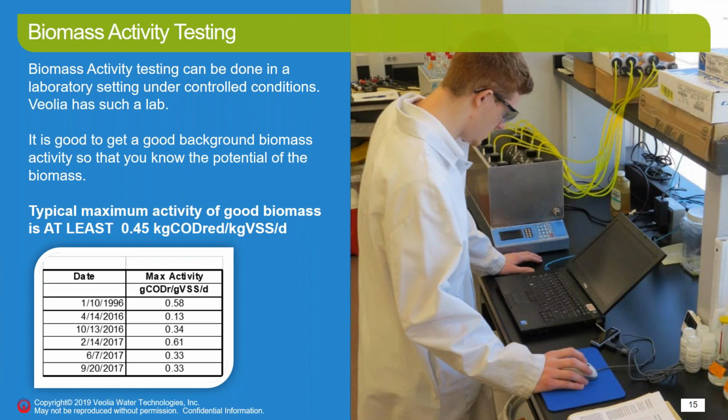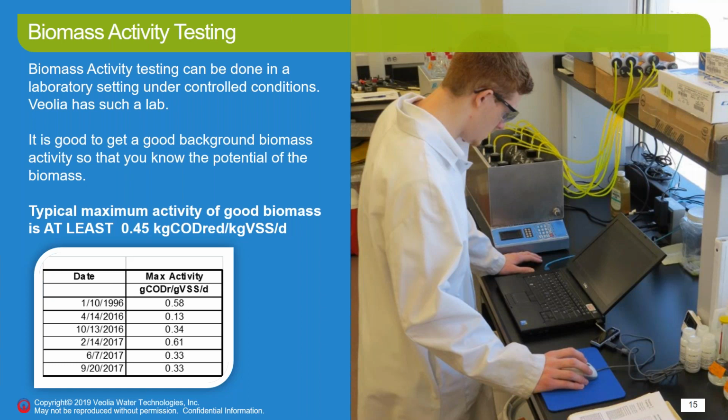We can test about 4 samples at a time. We have 8 cells of 500 milliliters. We put some of your sludge in those cells, and we feed it a standard mixture of fatty acid solution, a mixture of acetic, propionic, and butyric acids, and we measure the gas production over time. That gas production and the COD reduction over time tells us the activity of your sludge.